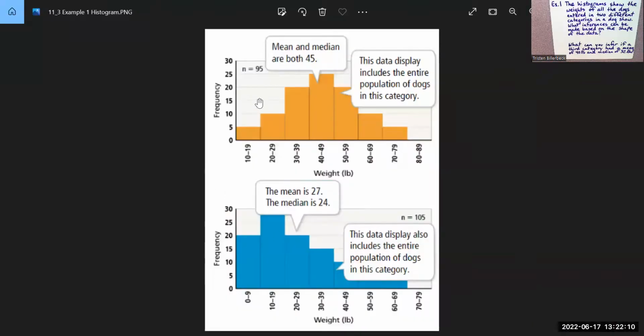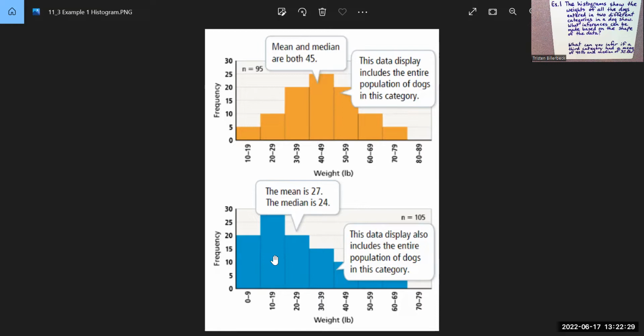So we see that in the dog show, we have a mean and a median that are both 45. So this data display includes the entire dog population. It's also very symmetric here.